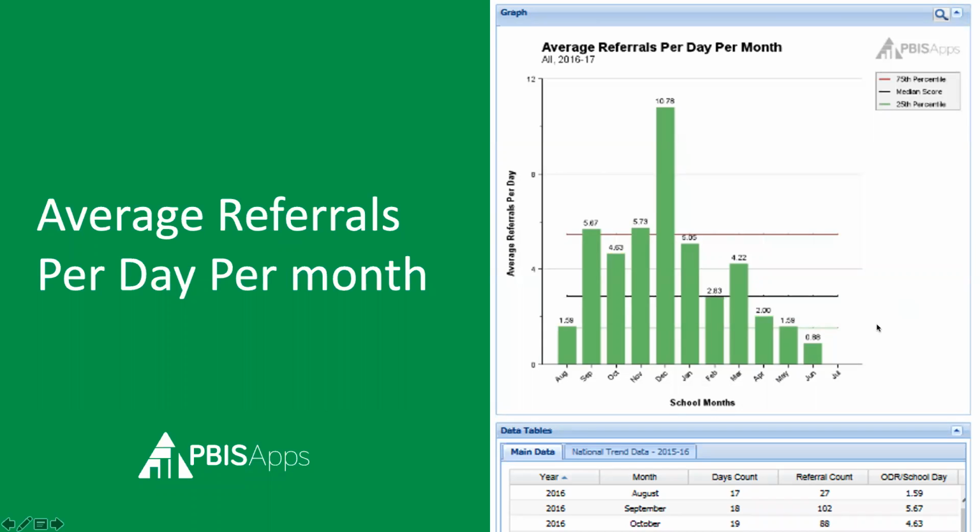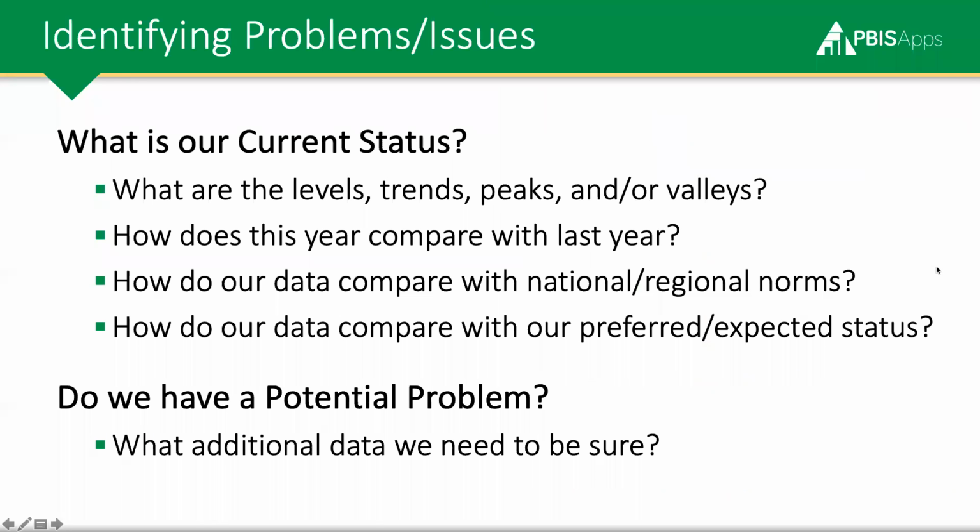I'm not sure, again, if you guys have this report or not. You might have something similar to it. Maybe it's called something different. In SWIS, it's called the average referrals per day per month. And so when I train teams with SWIS and work with teams, I will say this is the first report that you want to go to. This is the very first report before you start getting into problem behavior, location, time of day, grade. Let's look at this because this is the overall look at our school and all of our data.